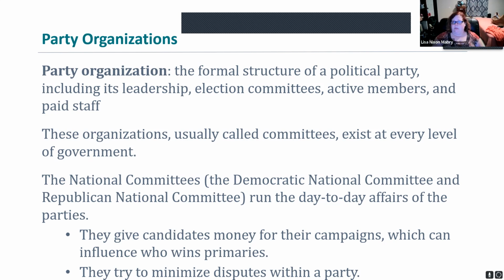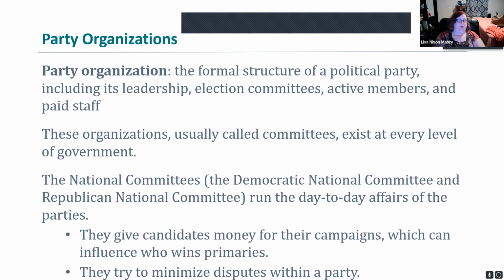Starting at the top down, at the federal level, there's the Democratic National Committee and the Republican National Committee, and they run the day-to-day affairs of the parties at the top level. And then they set the tone for how it trickles down through the states and the counties, et cetera. So they give candidates of their same party, of course, Republicans aren't donating to Democrats and vice versa, for their campaigns to help them run.